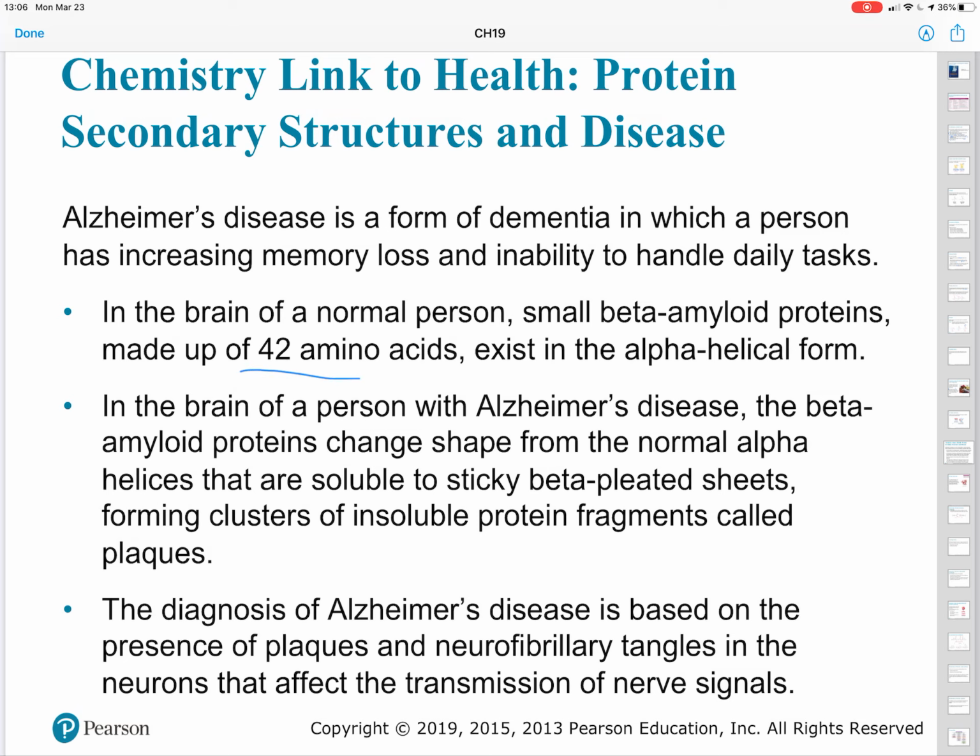This is a 42 amino acid protein. It exists in an alpha helix form. This protein actually gets pretty complicated, and I did some of my research at Fresno State working in a lab trying to develop drugs that would help with Alzheimer's disease. They were particularly focused on molecules that would interrupt the formation of these plaques. So it's a heavily researched area at the moment.